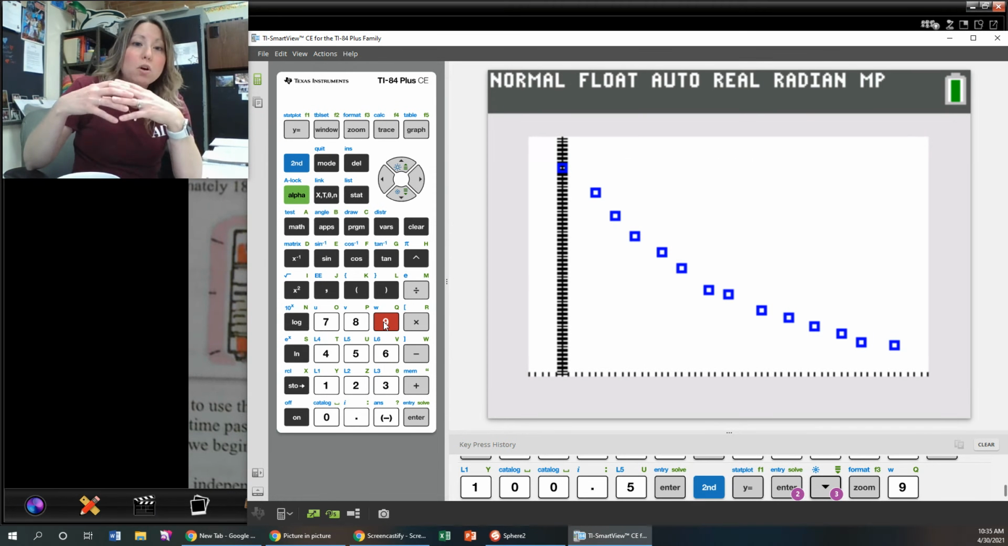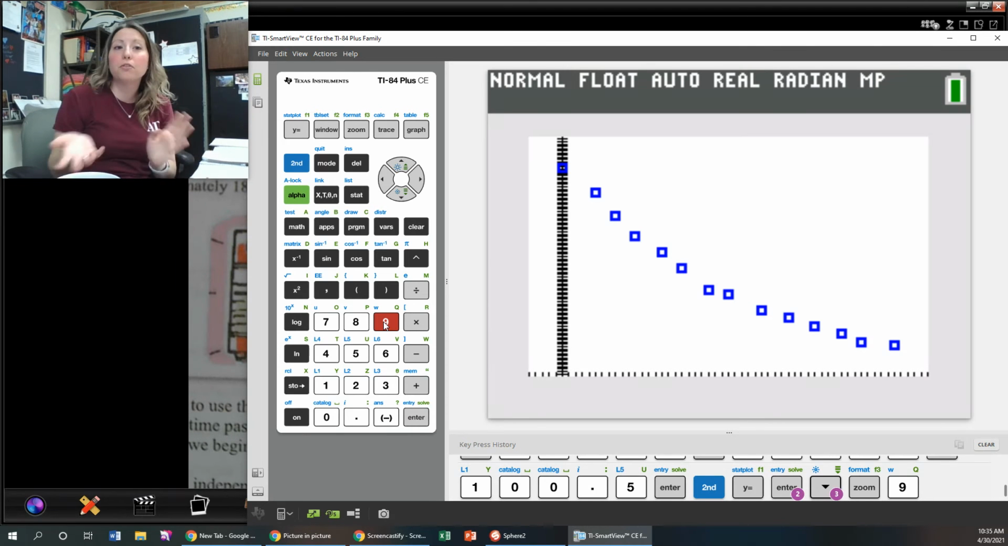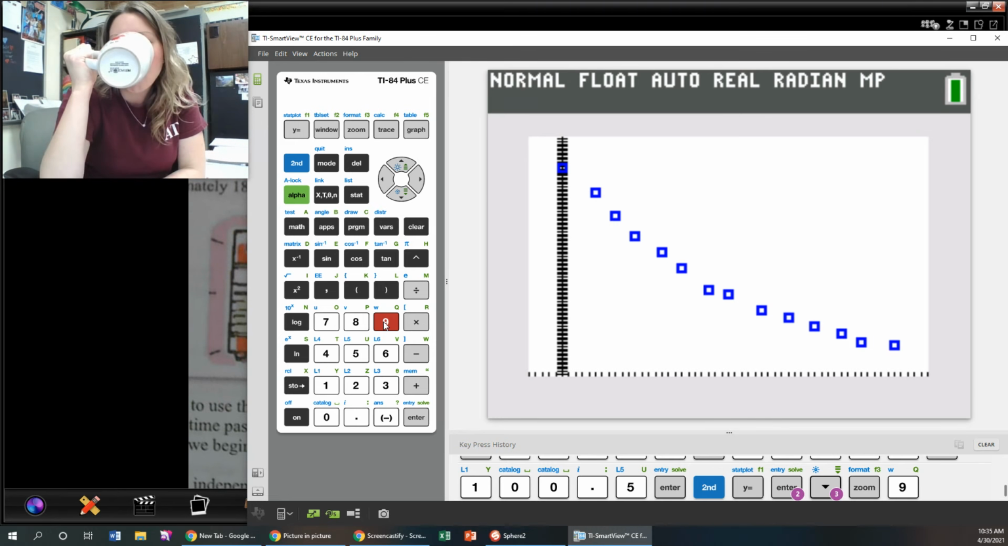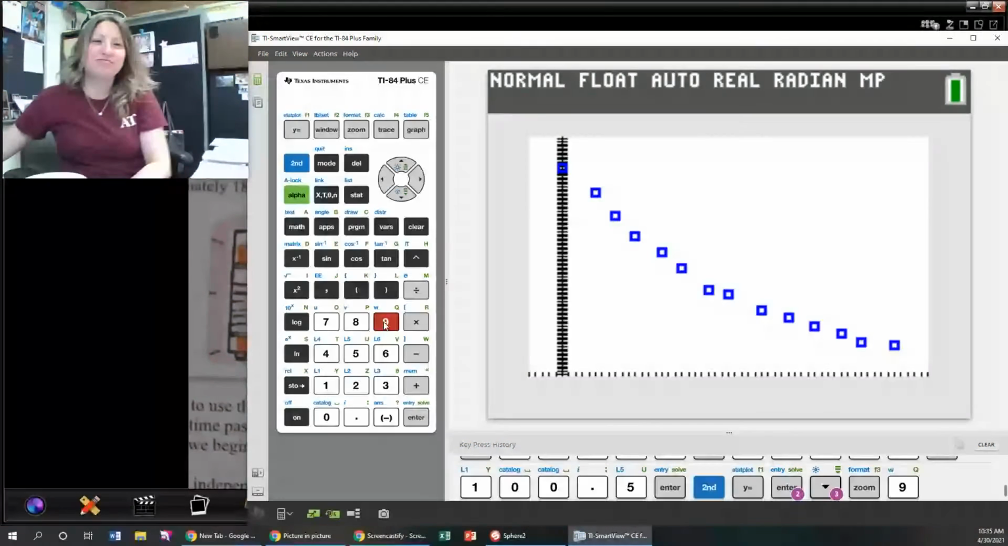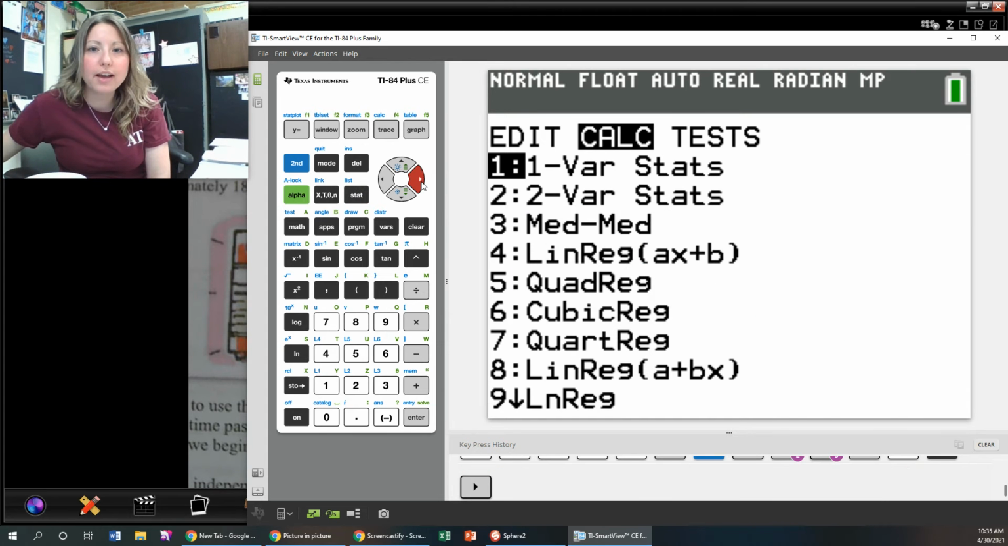Okay, so let's get a proper regression so that we can predict the temperature of the coffee, say at 60 minutes, an hour, right? After an hour of the coffee sitting out, like, this one. So let's press stat, arrow right to calc, and let's kind of look at our options.